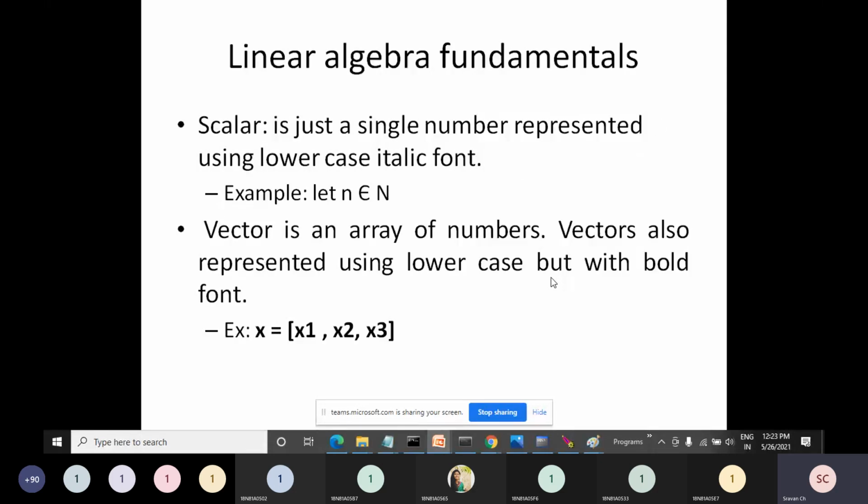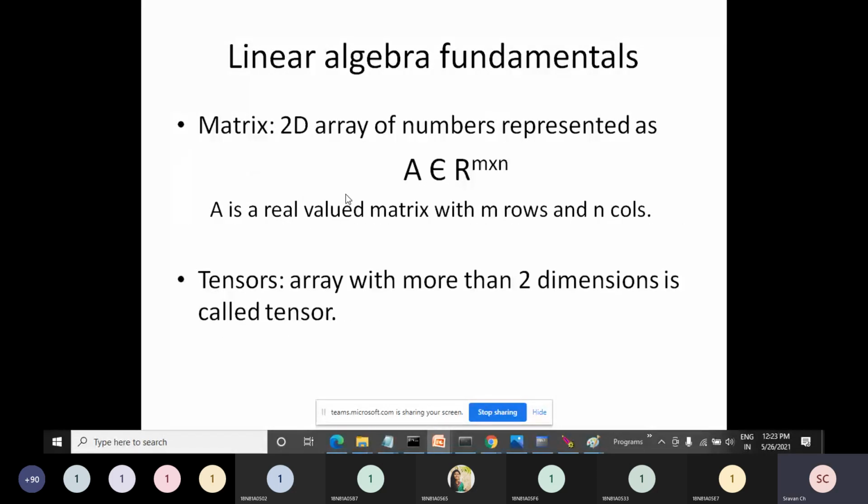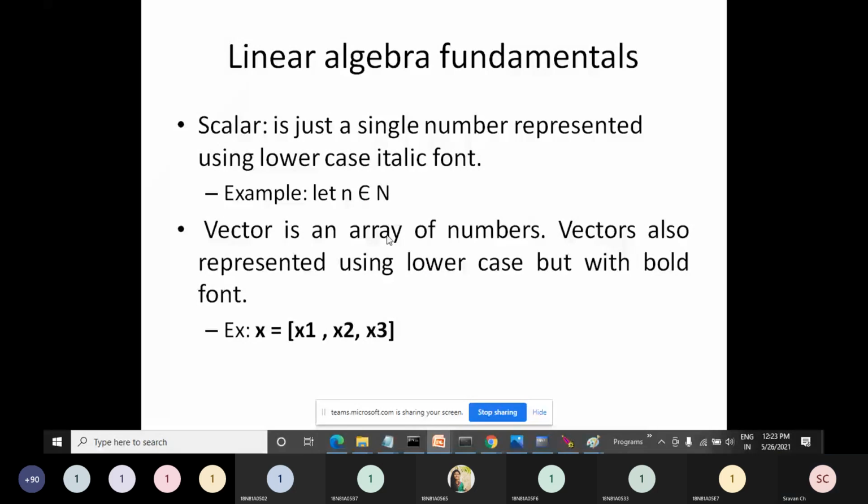What is a scalar? A scalar is just a single number, represented using a lowercase italic font. So here, let n belong to N; small n is the scalar, but it should be italic. I have not used italic font here. A vector is an array of numbers. A single number or a single value is called a scalar. We are going to use all these things in our neural networks, my dear friends.